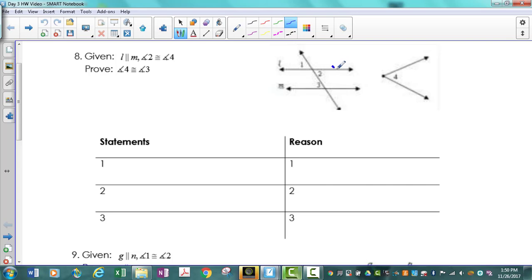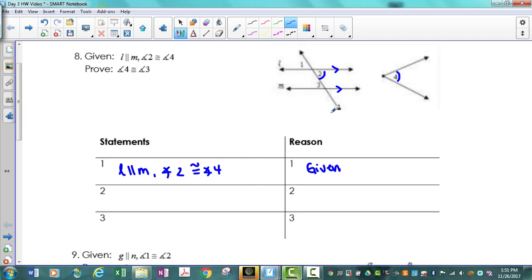So we know that line L is parallel to line M, and we know that angle 2 is congruent to angle 4. So we may want to start by writing down that information in step 1. That's our given information. Now remember that information is not given to you accidentally. So how might we use the fact that line L is parallel to line M?